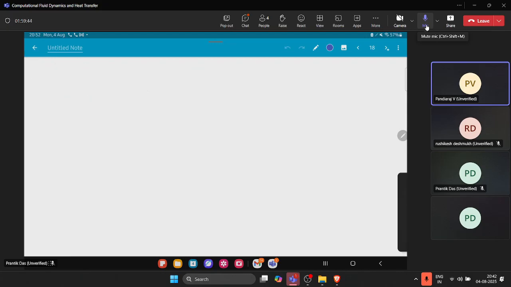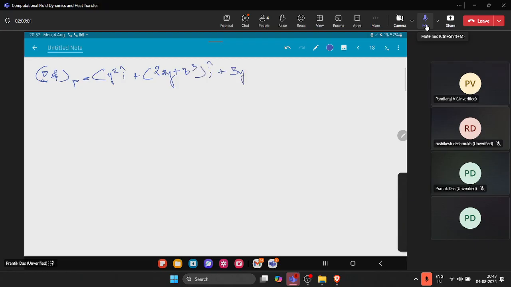Let me do it. So gradient of phi at point P is basically y squared I cap plus 2xy plus z cube j cap plus 3yz squared k cap, and this is at point P. So if I put the value of 2, minus 1 and 1, it will come to be I cap minus 3 j cap plus 2 k cap.